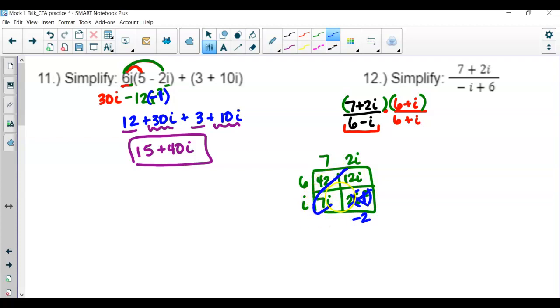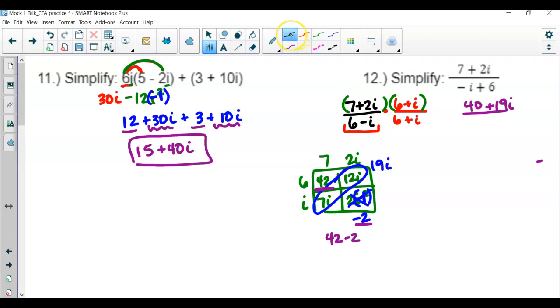Then here I do have like terms to combine. We have two imaginary terms, so 12i plus 7i is now 19i. Now combining like terms again, 42 minus 2 is 40. So in our numerator, we have 40, and don't forget your imaginary, plus 19i.